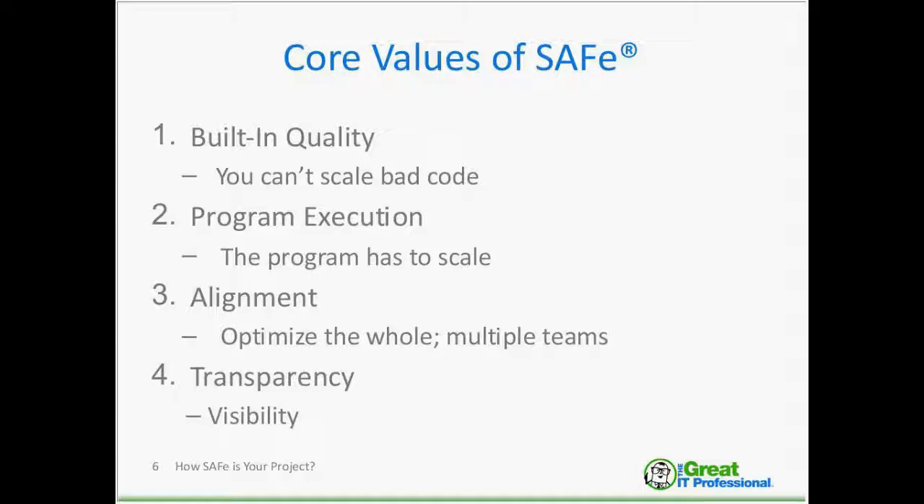Alignment. Optimize the whole. That's a lean principle. Basically, all of the teams are in alignment with the objectives of the solution. Transparency, we're familiar with transparency from Scrum, visibility into what's going on, the information radiators that are used in Scrum. Well, this is kind of the same thing at a higher level. Transparency is pretty important. All of them are pretty important.